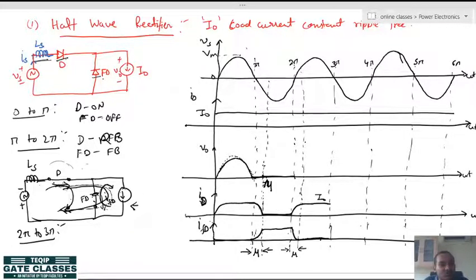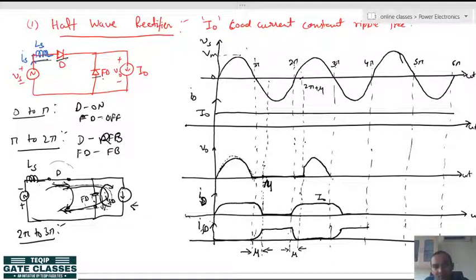From this duration you can see that the freewheeling diode is still on. As long as the freewheeling diode remains on, the output voltage will be 0. It means from 2 pi to 2 pi plus mu, the output voltage will remain 0, and after that the output voltage will be like this. And then again at 3 pi the diode will be reverse biased, hence its current will fall like this, and the freewheeling current will rise like this.